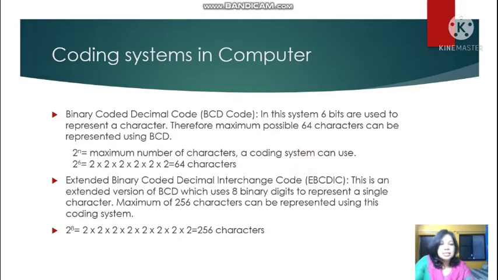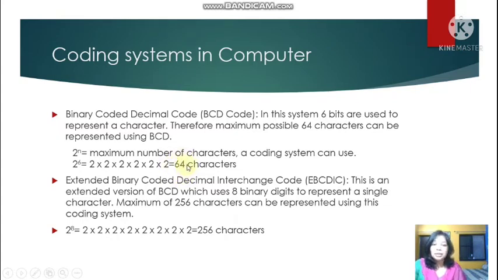Next come coding systems in computer, meaning which coding scheme is used by computers for representing characters internally. Earlier they used BCD code, which stands for binary coded decimal code. In this, 6 bits were used for representing a character, and since in computers we have 2 digits, every bit is shown as a power of 2. So 2 to the power 6, with 6 bits, comes to 64 characters. So if you are using BCD code, you will be able to show only 64 characters.